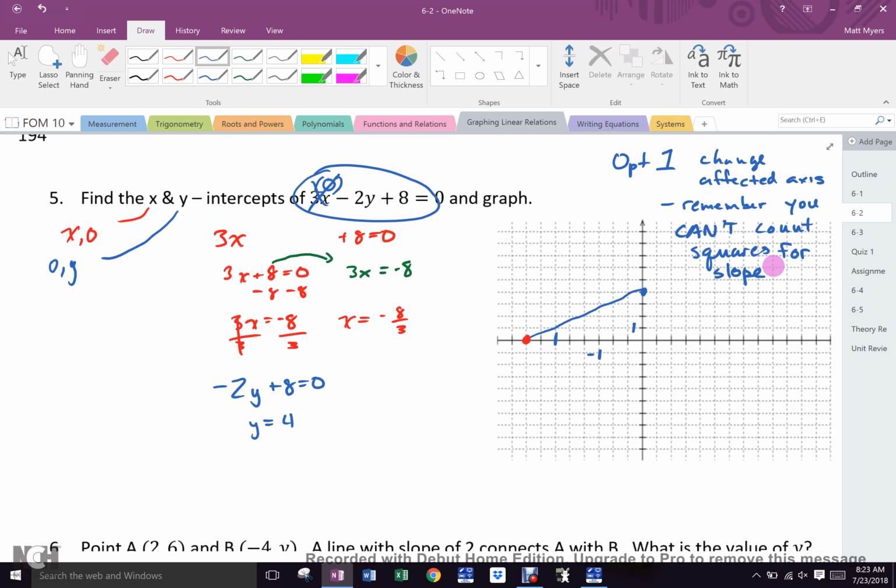Everybody understand? Now, option 2, which I'm going to do in green, you estimate your decimal values.